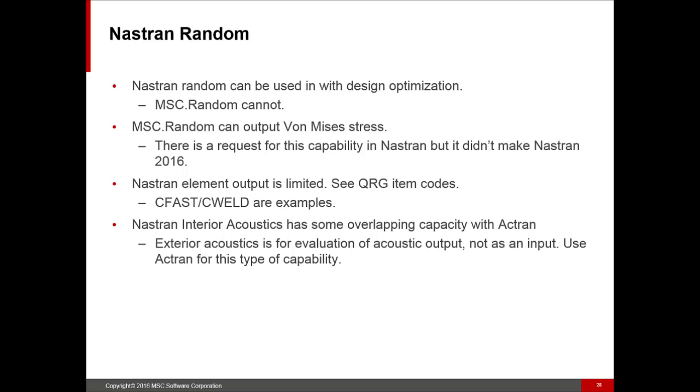Nastran.Random, as far as the output, RMS, things like that, there is a number of elements that it doesn't support. It won't give you information. CWELD, CFAST is one example. Talked a little about contact before. Contact would just be a frozen state. It still is worthy of making use of it, though.